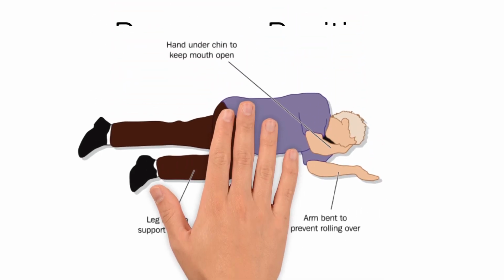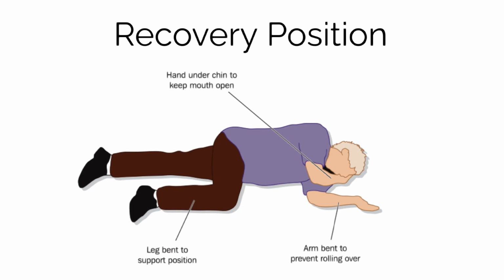When a patient is unconscious but breathing, the recovery position is a simple but effective maneuver. Place the patient on their side with the head slightly tilted back. This allows for any fluid to drain out, preventing an airway obstruction.